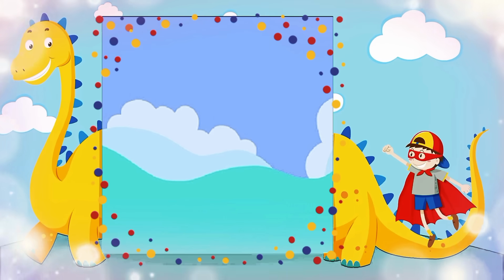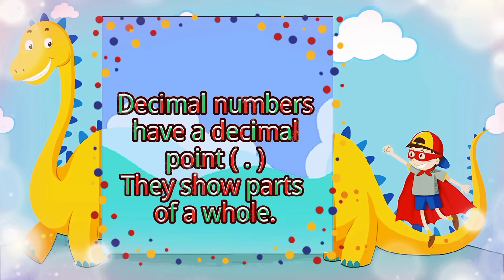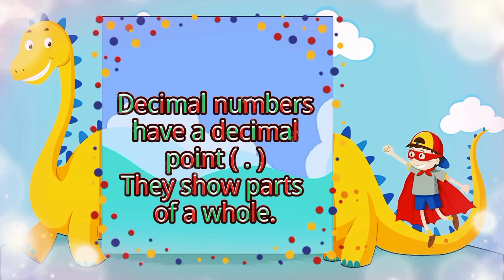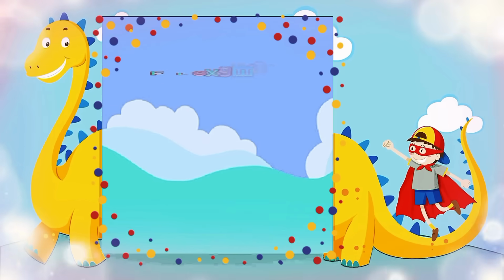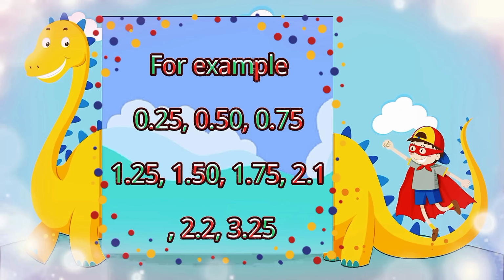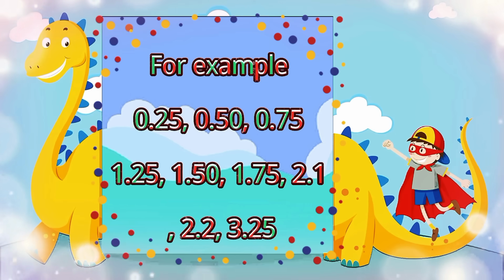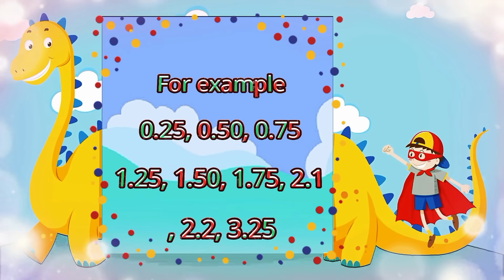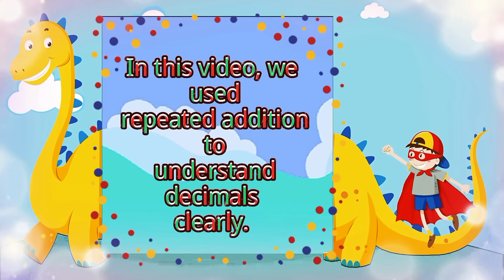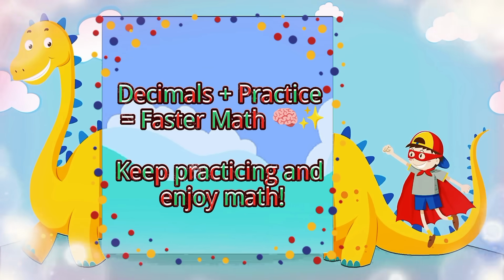Let's understand what decimal numbers are. Decimal numbers have a decimal point. They show parts of a whole. For example, 0.25, 0.50, 0.75, 1.25 and so on. In this video, we use repeated addition to understand decimals clearly. Decimal plus practice equals faster math.